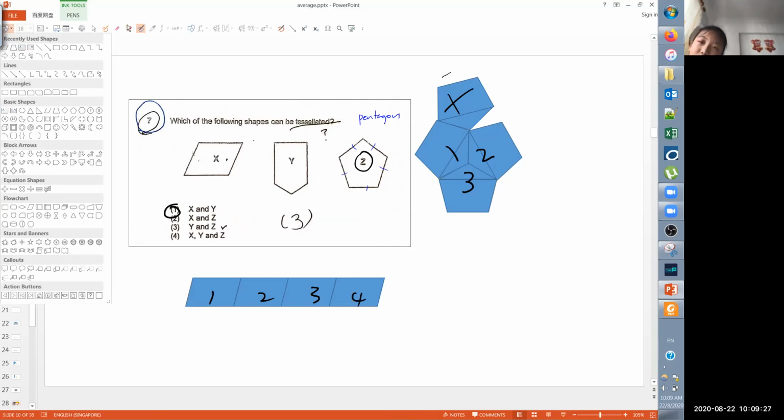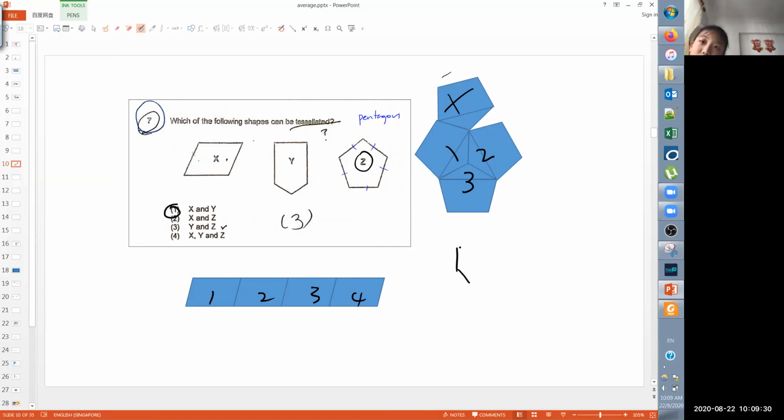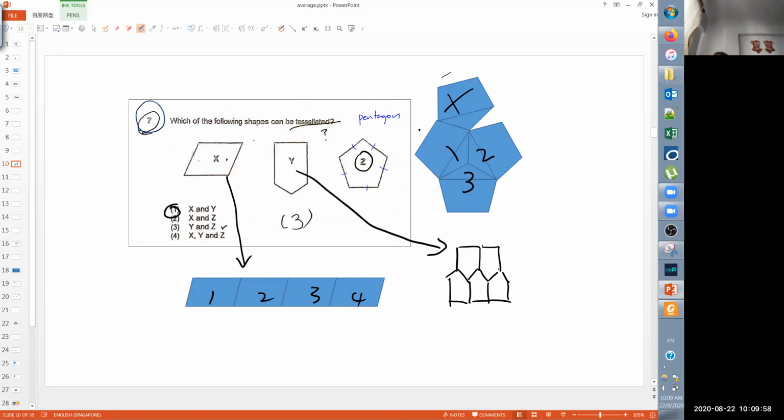For Y, I think it's also possible. So for Y, you can do this. Then after that you can do this. Then you can continue. So this is the tessellation of your Y. This is your tessellation of X. But this Z you cannot tessellate. So yeah, that's the reason why.